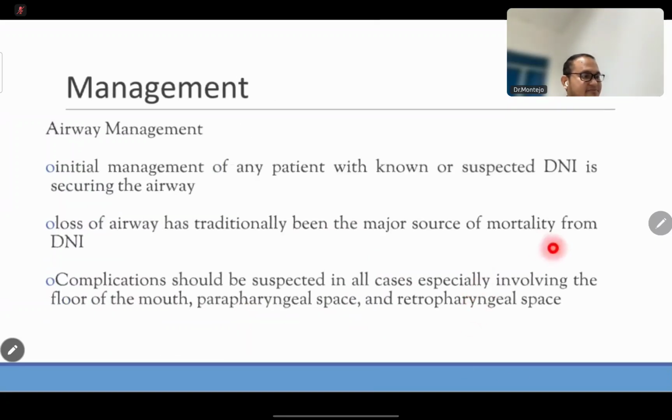So let's go to the management. We're almost done. So always good ang airway management. So before you go to your other na mga examination, take note lang yun ang airway sa patient. Okay? Because it's the major source of your mortality. So what areas to check if you have a compromised airway would be your floor of the mouth, actually your tongue, and also your parapharyngeal space and your retropharyngeal space. Okay.